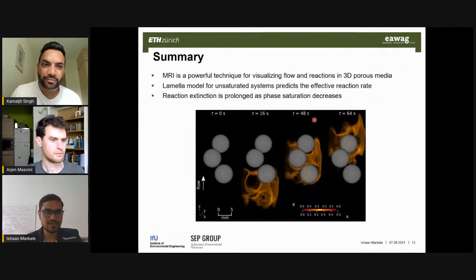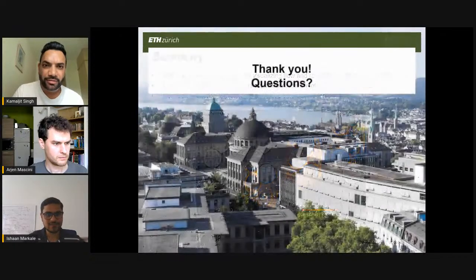As a summary, what I would like to say is that MRI is quite a powerful technique for visualizing flow and reactions. And what we found out was that the Lamella model, which we modified for partially saturated systems, predicts the reaction rate quite well. And the reaction is quite prolonged as the saturation decreases, mainly due to the incomplete mixing behind the reaction front. And that's it from my side.